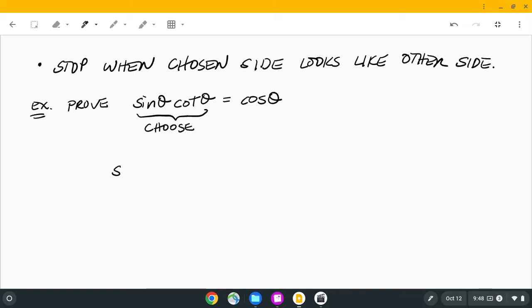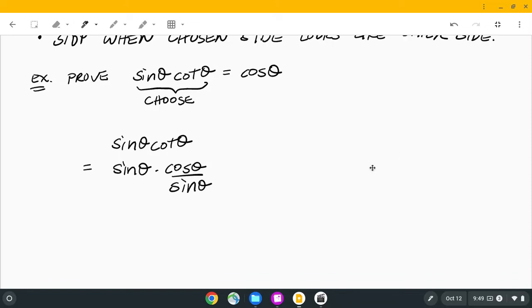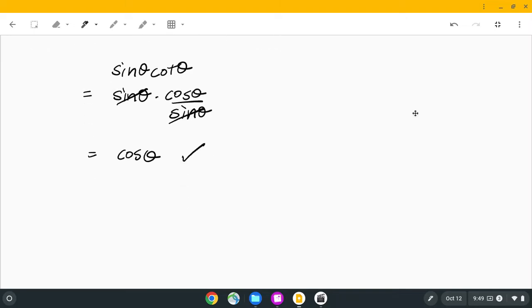So I start with the more complex side, sine theta cotangent theta, and rewrite this using the identities above. I keep the sine theta, but cotangent can be written as cosine theta over sine theta. See how I did that? Now the sine thetas cancel, and I get cosine theta, and lo and behold, it looks like the other side. So this is when I can stop. That's how these work.